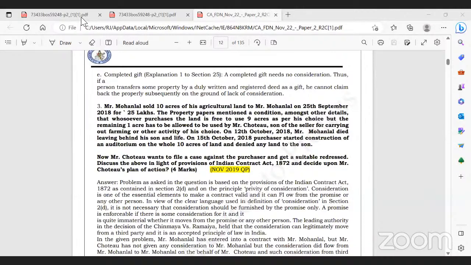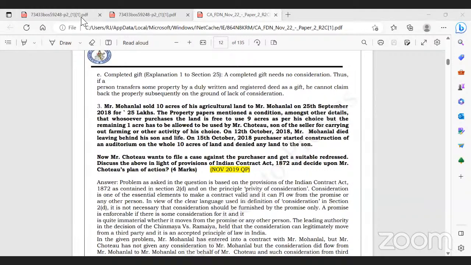Mr. Mohanlal sold 10 acres of his agricultural land to Mr. Choti on 25th September 2018 for 25 lakhs. The property papers mentioned a condition, amongst other details, that whosoever purchases the land is free to use 9 acres as per his choice, but the remaining 1 acre has to be allowed to be used by Mr. Choti, son of the seller, for carrying out farming or other activity of his choice.